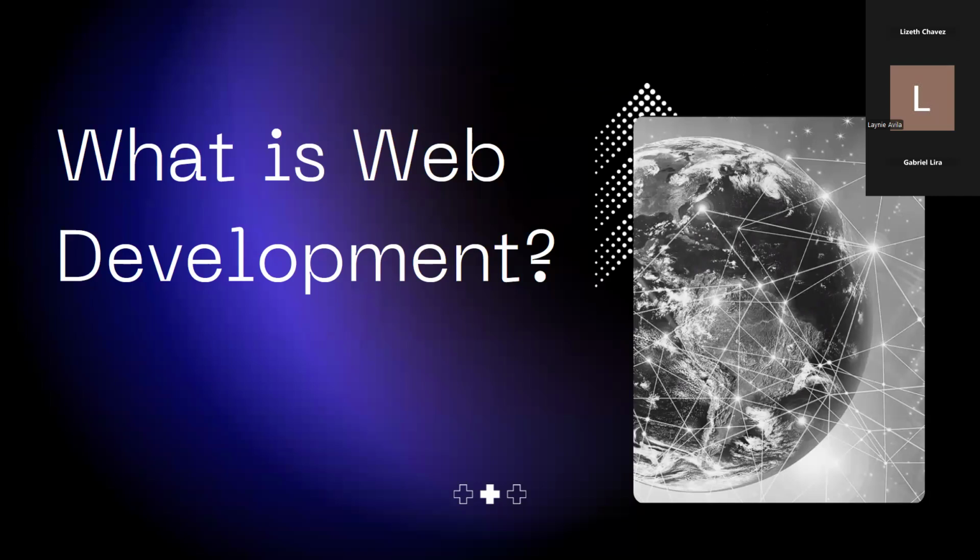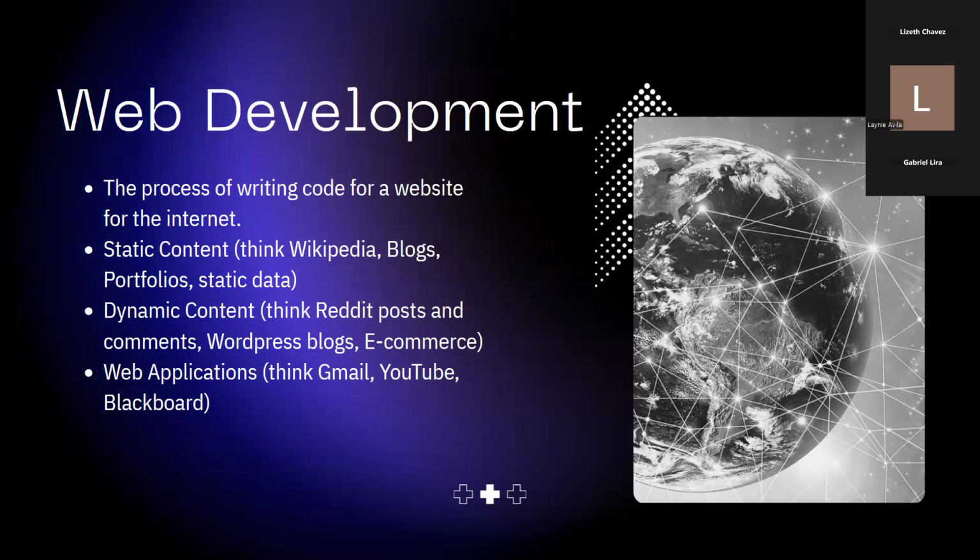So that's what web developers do. But what is web development? Web development is the process of writing code for a website on the internet. It doesn't technically have to be a website, but most times it is. There are different kinds of websites, like static content: think Wikipedia, blogs, portfolios. When I say static content, I mean the content is created already in the markup file.